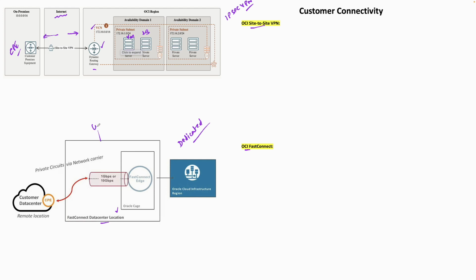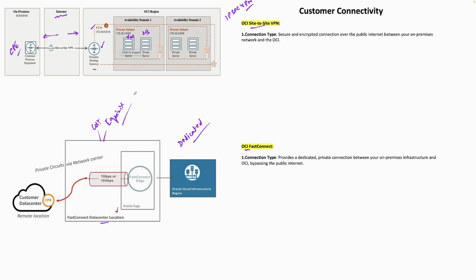Normally, there is Colt, then there is Equinix. There is a big list based on the region where you are, whether you are based out of the US or the UK. You can always get the list of these FastConnect locations or FastConnect partners, as we call them. So let's take a look into each of these.